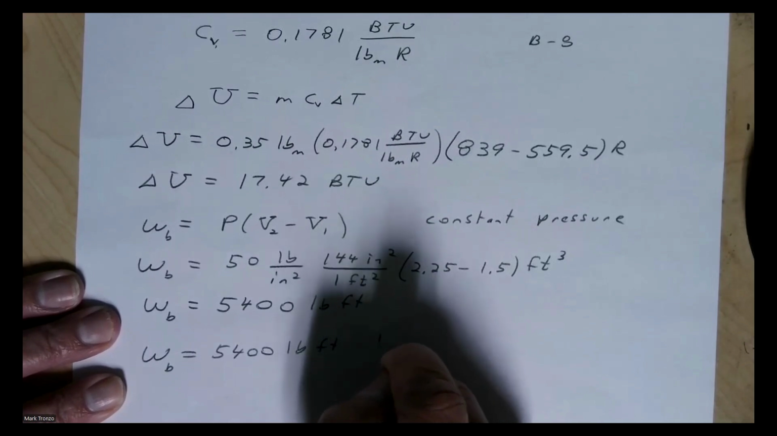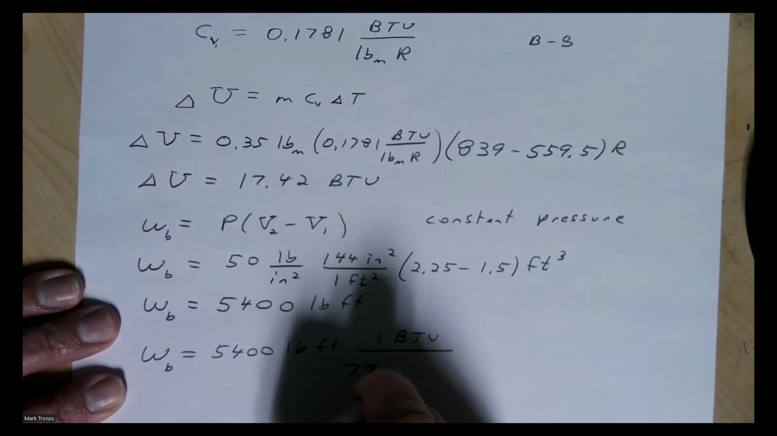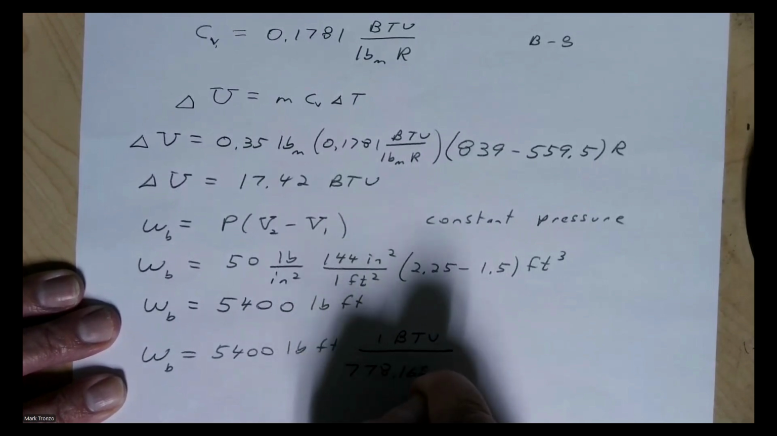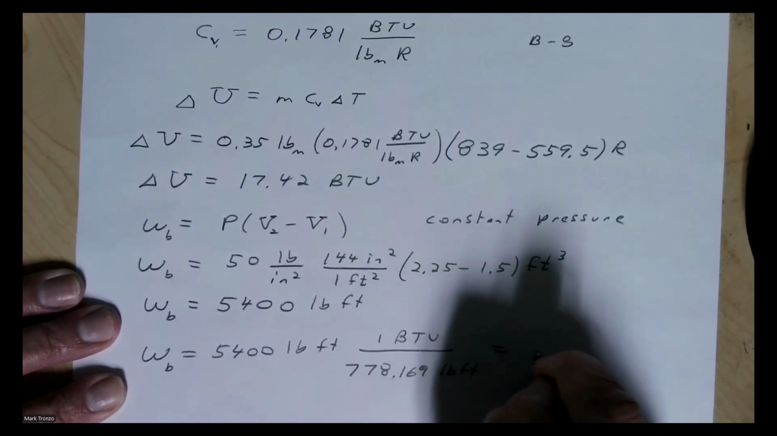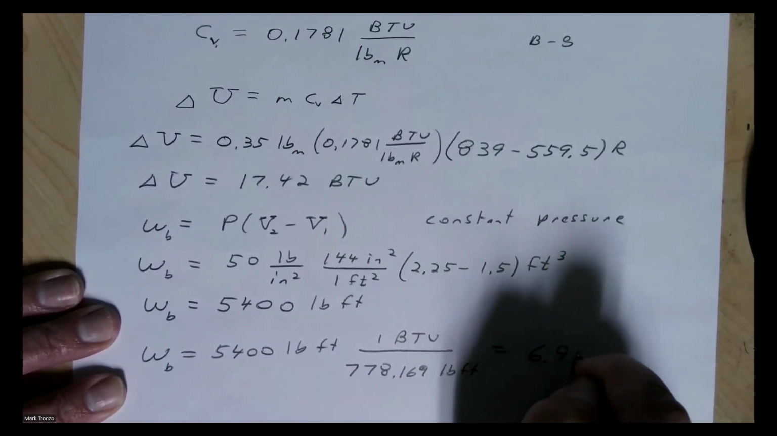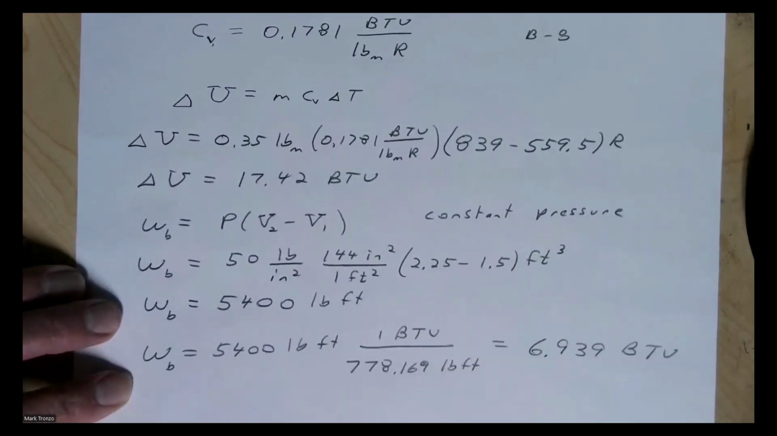Now, if we change that to BTUs, we have 1 BTU per 778.169 pound-feet. And so that's 6.939 BTUs, like this.